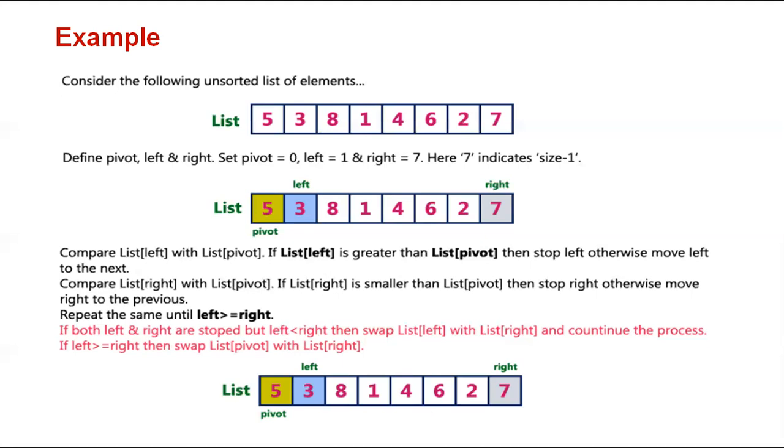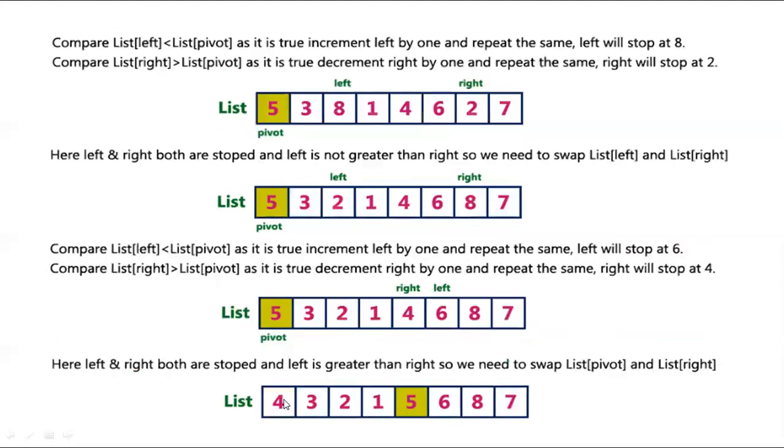So here 5, 3, 8, 1, 4, 6, 2, 7. Clear? So this is right, this is left. The 0 element is pivot. Compare. Is 3 greater than 5? Yes or no? So compare list of left, is list of left less than list of pivot? Yes, it is true. Increment left by 1 and repeat the same.